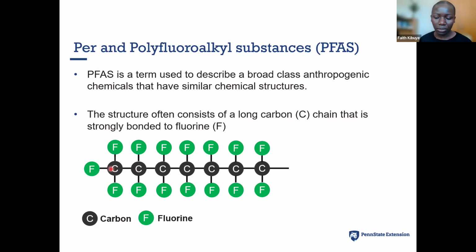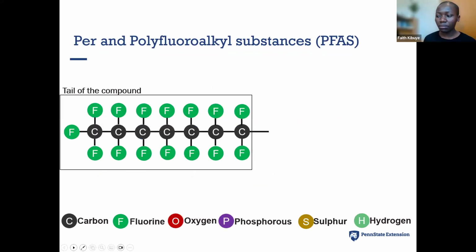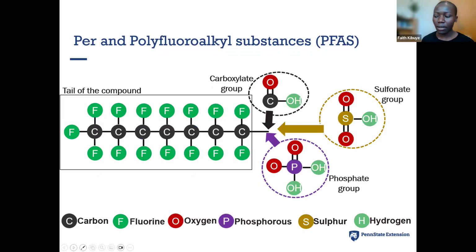And so different PFAS have different numbers of carbons in that tail. And apart from the carbon in that PFAS molecule tail, the tail of the compound is also typically attached to different functional groups that are commonly known as the head of the compound. These functional groups provide individual PFAS compounds different properties that make them desirable for a variety of uses that we will share in the next coming slides.